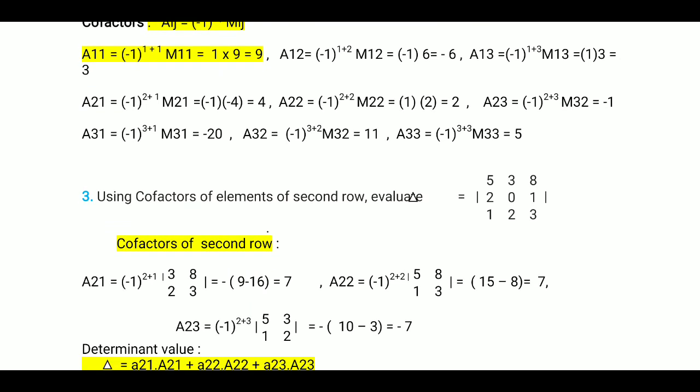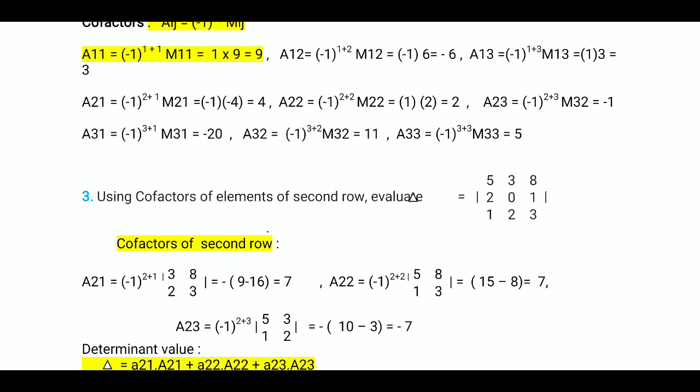Now question number 3, using cofactors of elements of the second row, evaluate. Here you have to find only the cofactors of the second row. The second row has first element A21, so capital A21 will give you its cofactor.